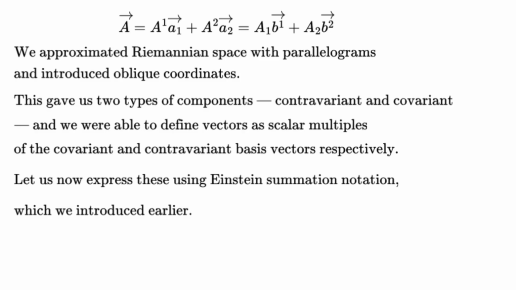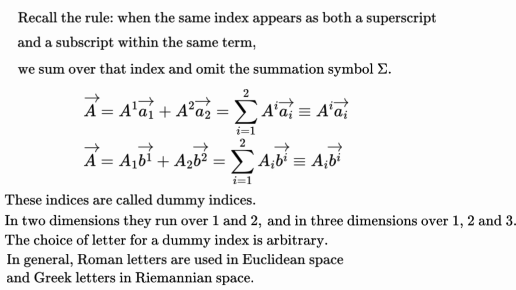Let us now express these using Einstein's summation notation, which we introduced earlier. Recall the rule: when the same index appears as both a superscript and a subscript within the same term, we sum over that index and omit the summation symbol sigma. These indices are called dummy indices. In 2 dimensions they run over 1 and 2, and in 3 dimensions over 1, 2, and 3. The choice of letter for a dummy index is arbitrary. In general, Roman letters are used in Euclidean space and Greek letters in Riemannian space.